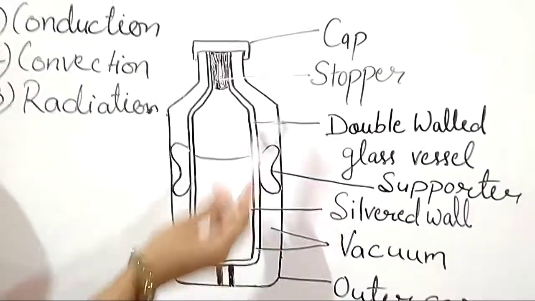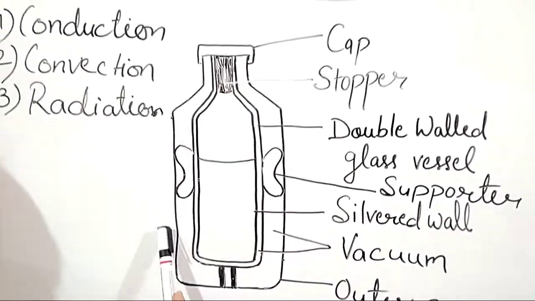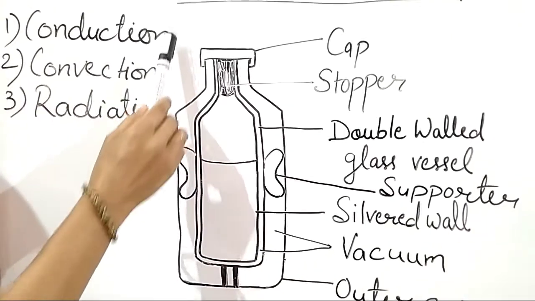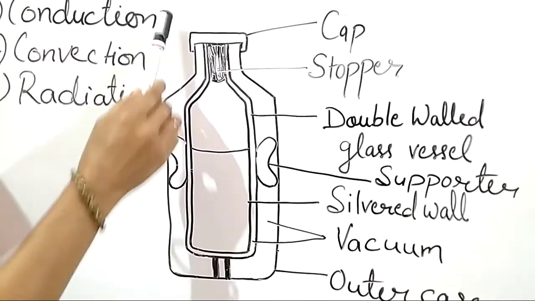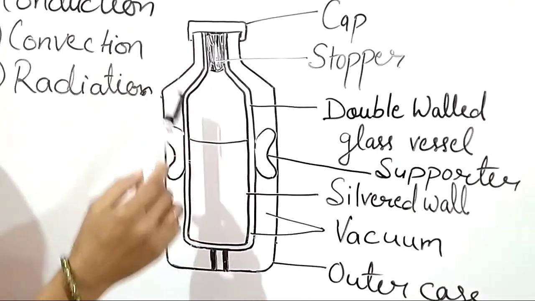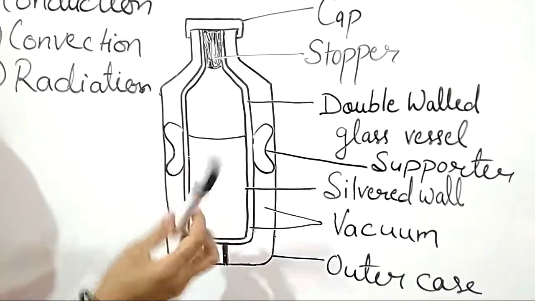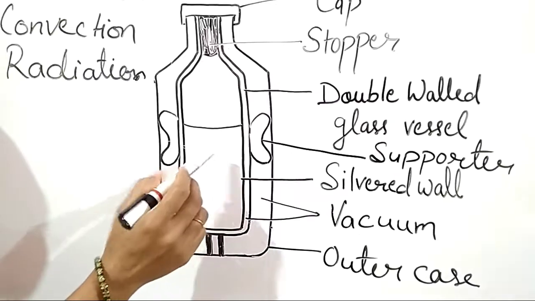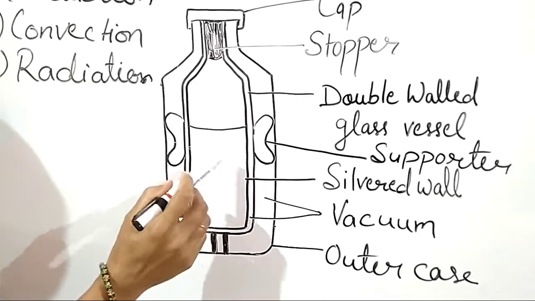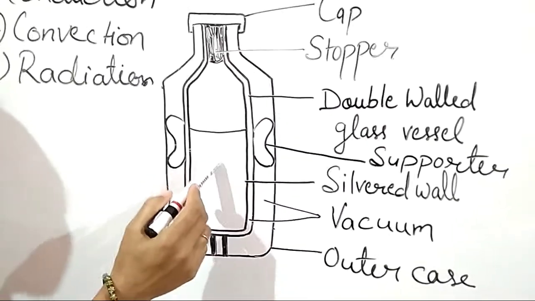So the structure of the bottle minimizes these three processes of heat transfer. In this way, the hot water remains hot for a long time and cold water remains cold for a long time.